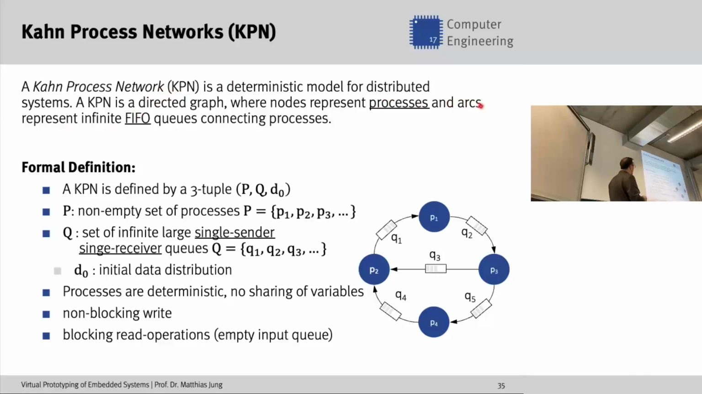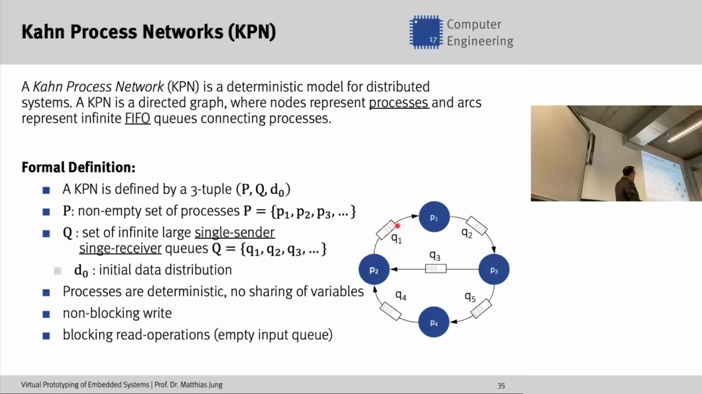And these processes are connected with arcs, and these arcs are not just like connections like we saw in the Petri-net, they are actually queues. So each arc represents an infinite FIFO connecting these processes. And this is also important. These FIFOs are infinitely large. Yeah? If they are not, then things get more complicated, but even then it's solvable. But in the original Kahn process network, we assume that they have no limits, basically.